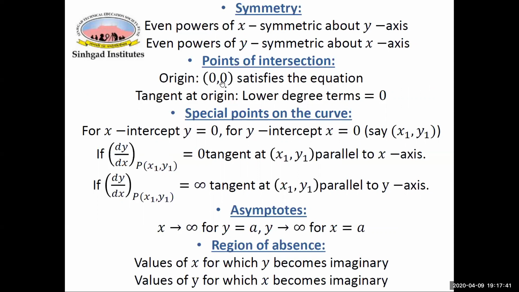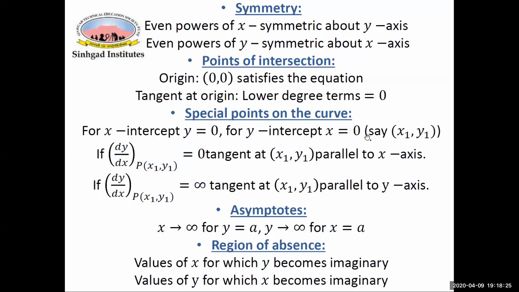If it contains a constant term, or 0, 0 satisfies the equation, then the curve passes through origin. If it passes through origin, it will have a tangent at origin, and to find that tangent at origin, equate the lowest degree term of the equation to 0. Once you get the idea about origin, move forward and determine intercepts with coordinate axis. To find intercepts with coordinate axis, substitute y equal to 0, get the values of x, x equal to 0, get the values of y, and hence you will get points of intersection with x-axis and y-axis.